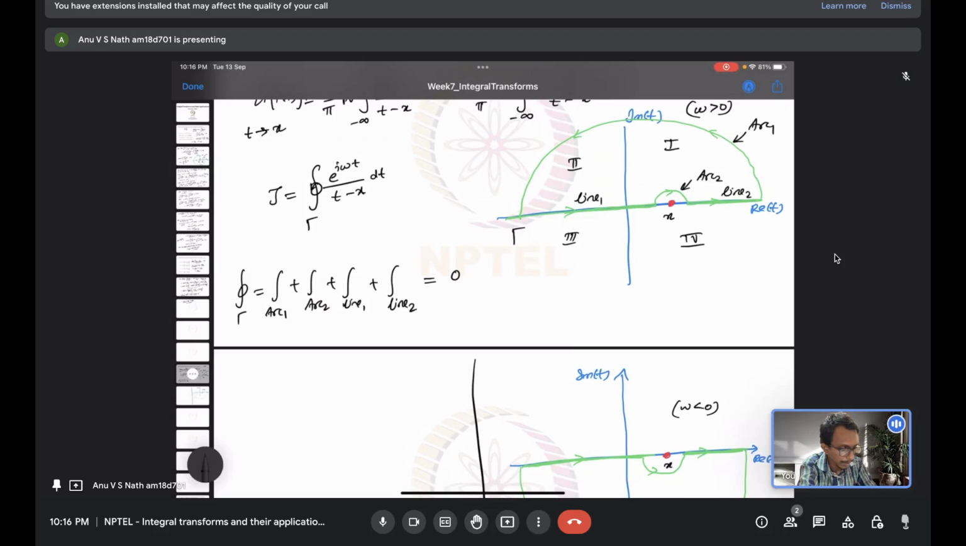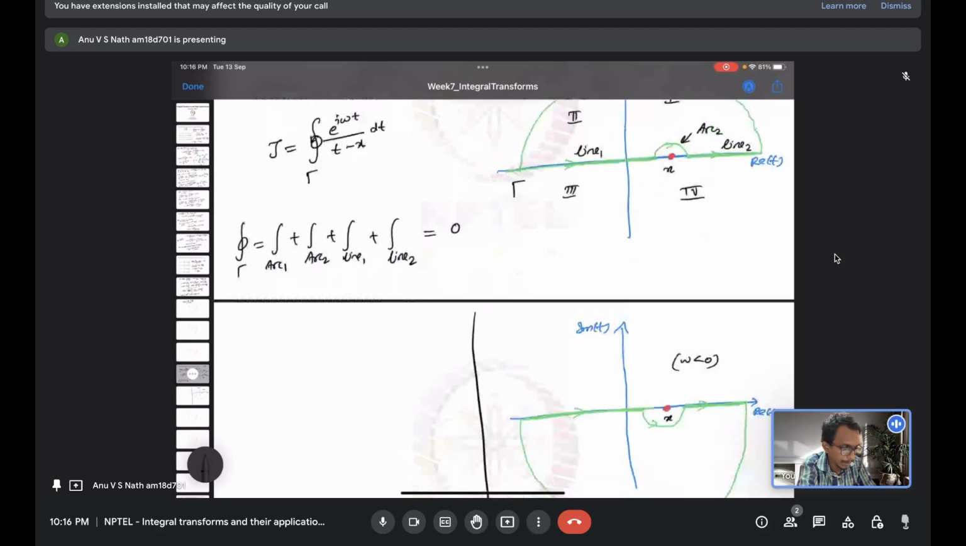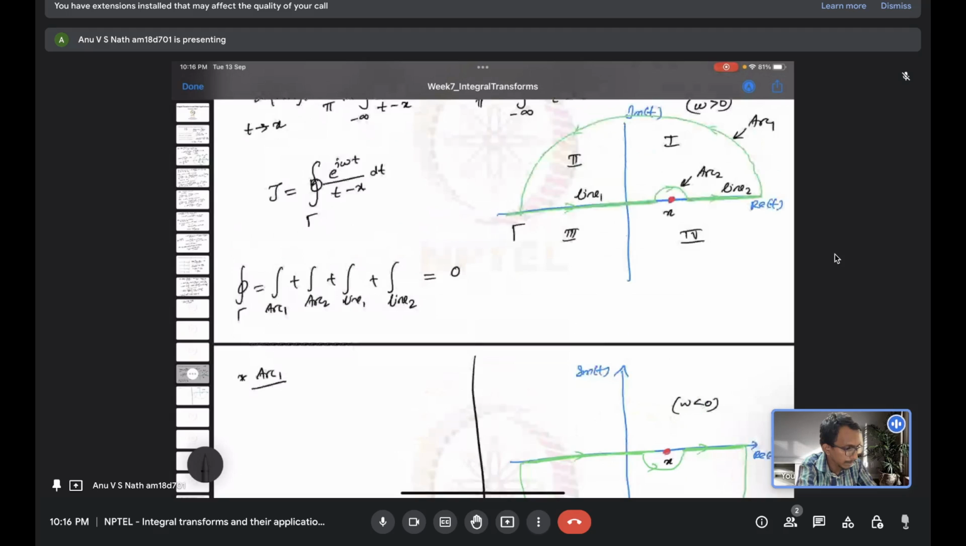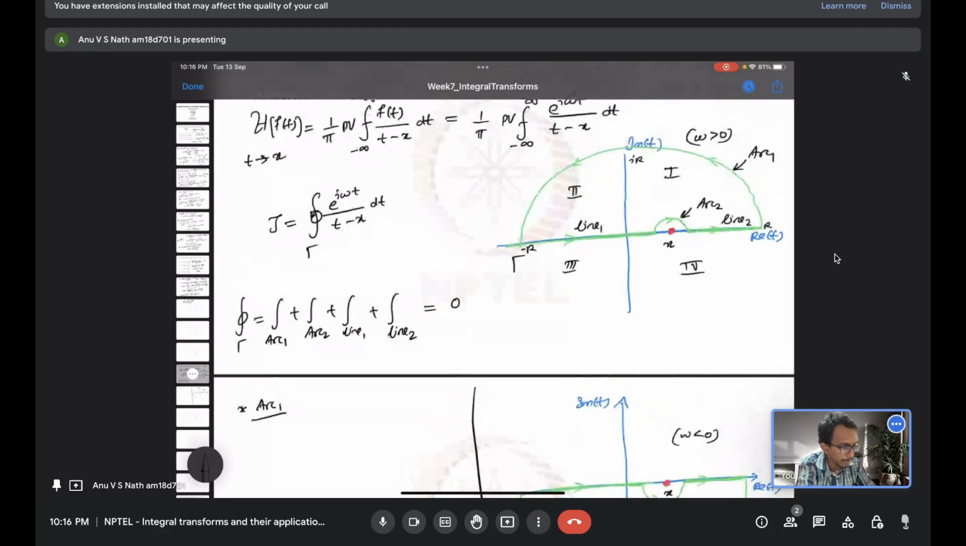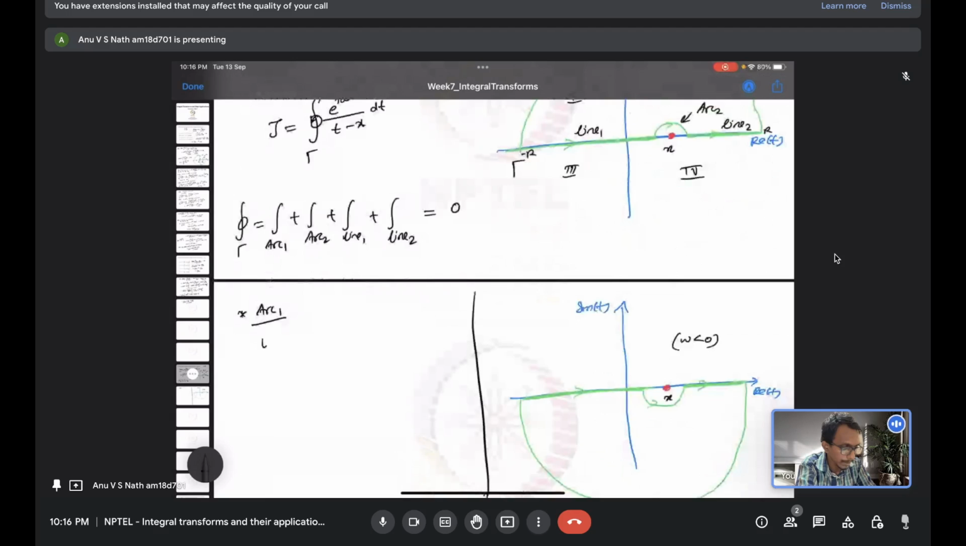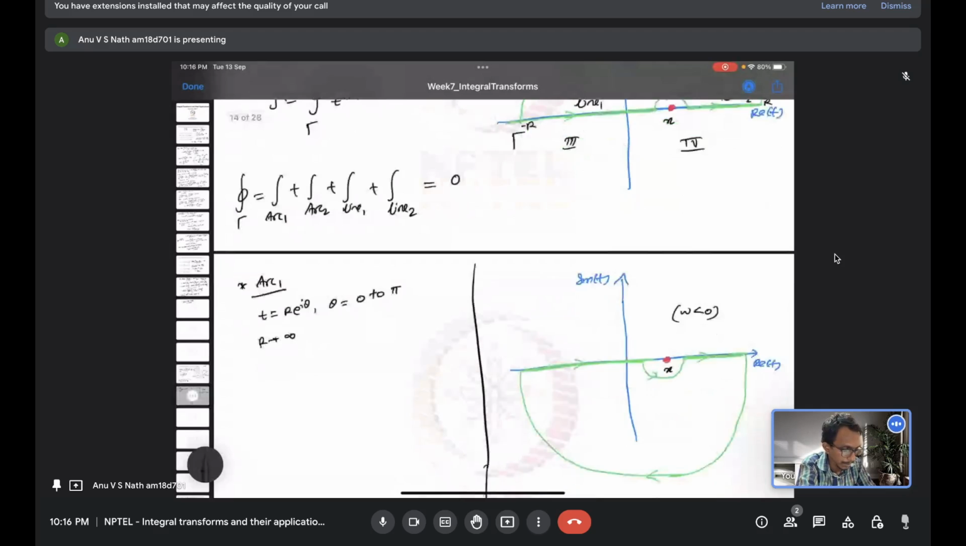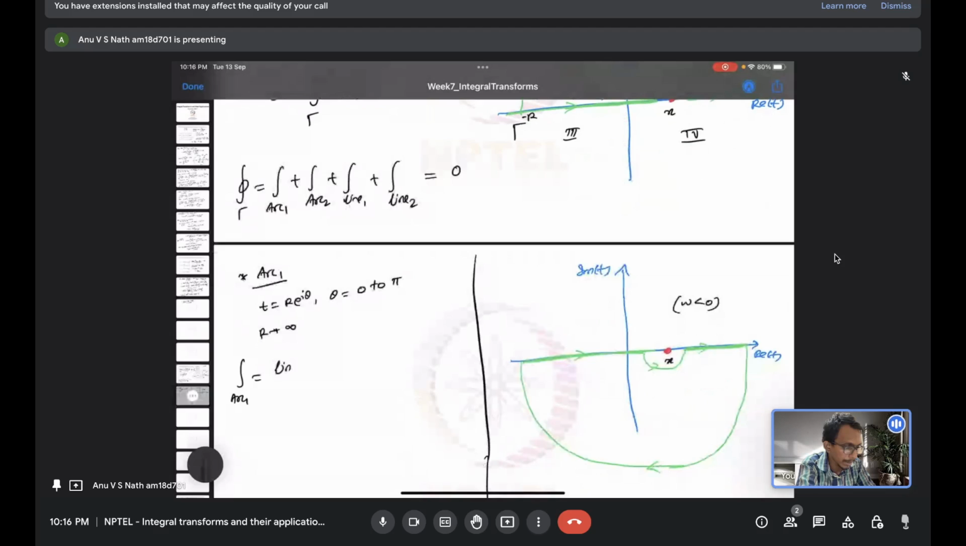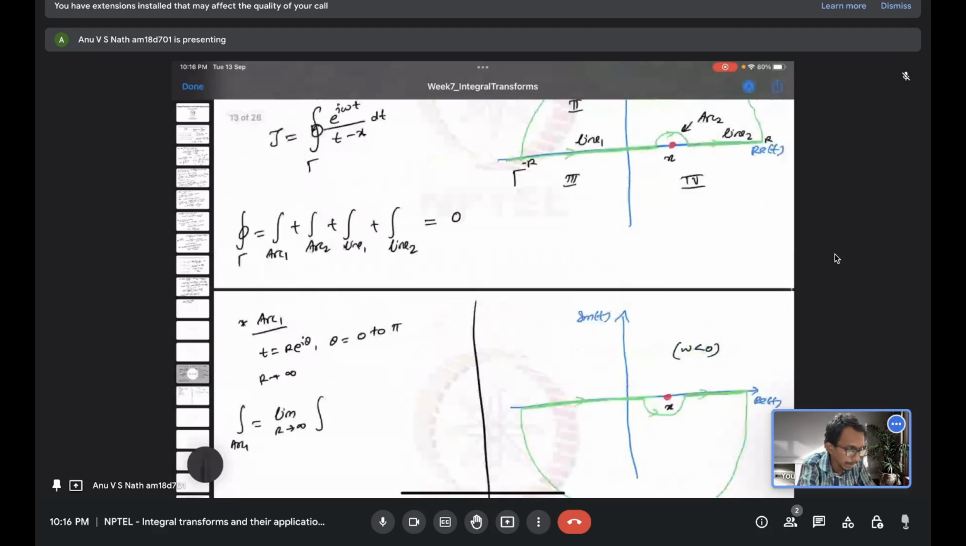And the integral over arc 1. Okay, let me show for arc 1 how it works. Let's say it has a radius of r, so it's minus r here, plus r here, then ir here. So t is equal to r e raised to i theta, where theta is going from 0 to pi. And r in the limit is tending to infinity. So the integral over arc 1 is the limit capital R tending to infinity of the function e raised to i omega t.